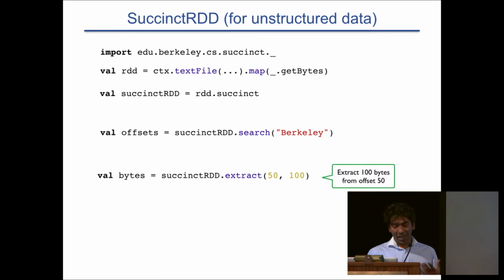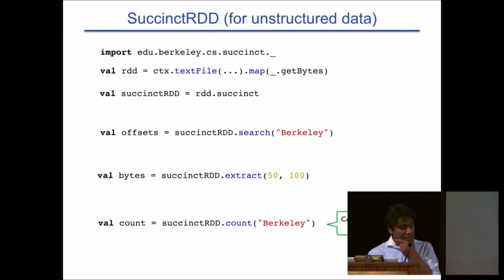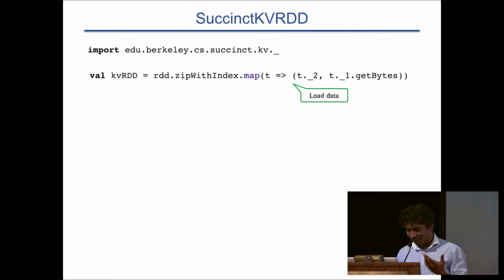Another thing is .extract. So again, Succinct RDD is giving you the abstraction of the interface of just doing extracts, and you can do arbitrary extracts at arbitrary offsets and arbitrary lengths. And the third thing is .count, so you can count. The nice thing is, take this slide and then just replace Succinct RDD by Succinct KVRDD, and you get the same things on a KeyValueStore.